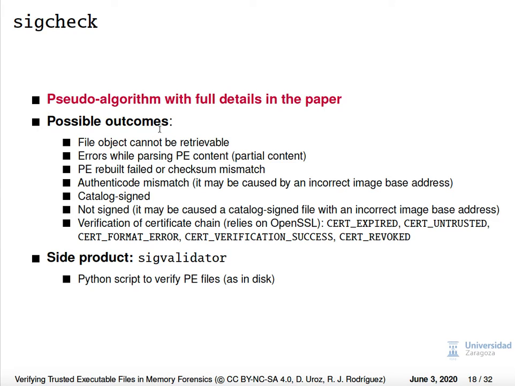So let me tell you that we have different outputs, so you can have different returns depending on if we are able or not to verify the signature of the file. In the case of the verification, we rely on OpenSSL, and then we return the typical results regarding the verification of certificates. As a side product, we have SigValidator, which is a Python script to verify the PE files as in disk, so similar to the Windows SigCheck tool.